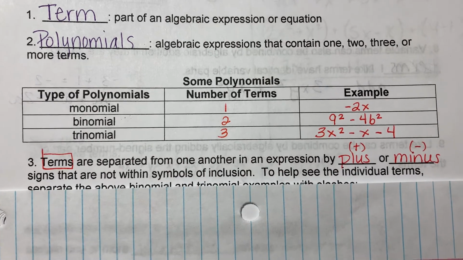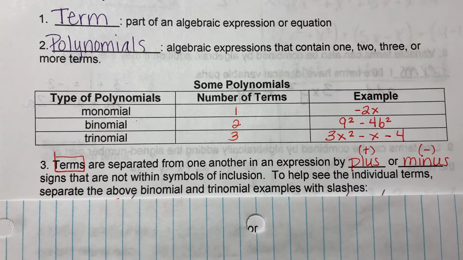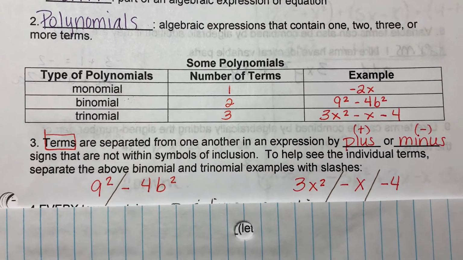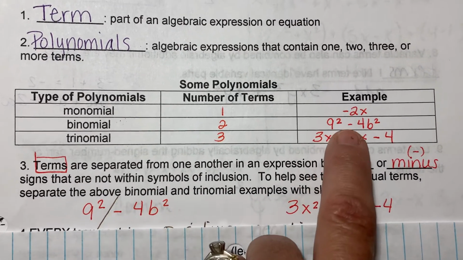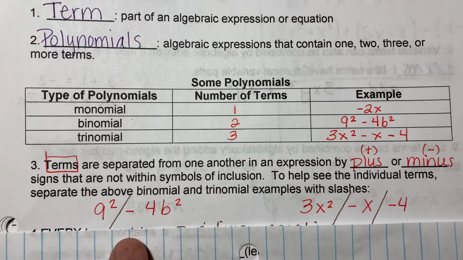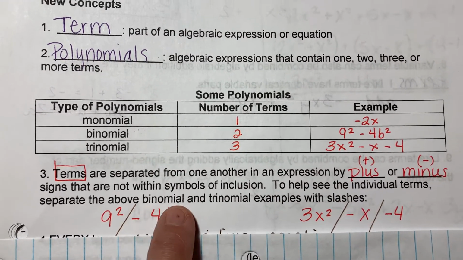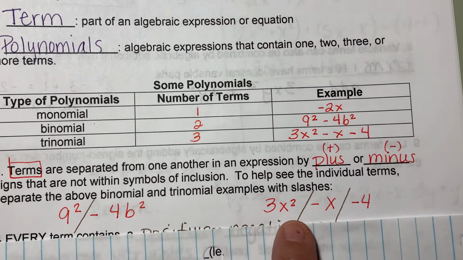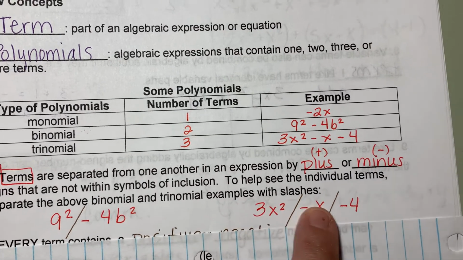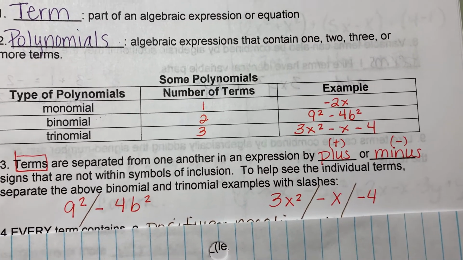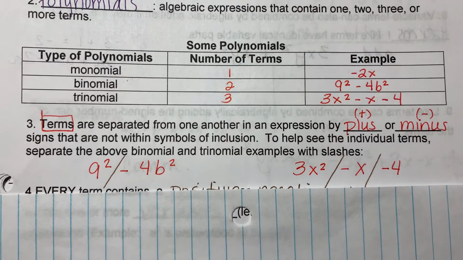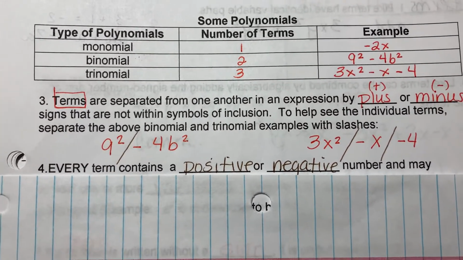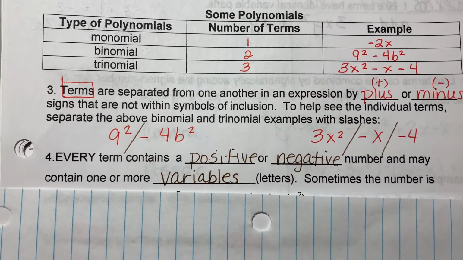To help see the individual terms, you could separate the binomial and trinomial examples with slashes, and we've done this before. For example, if I took this one right here and then the second one, I could find where the term is with its symbol and then divide it from the one before it. So I can divide them so they look separate, and this is purely to help you keep your thoughts organized.